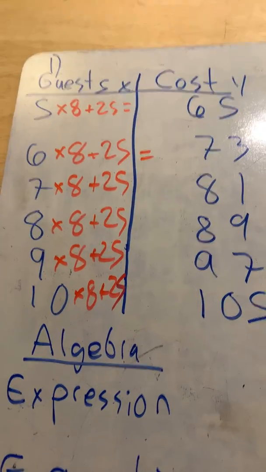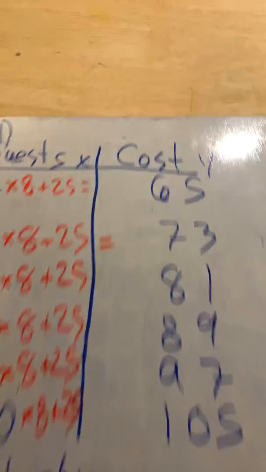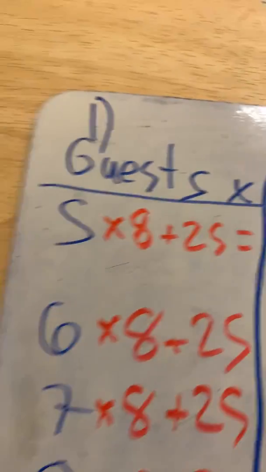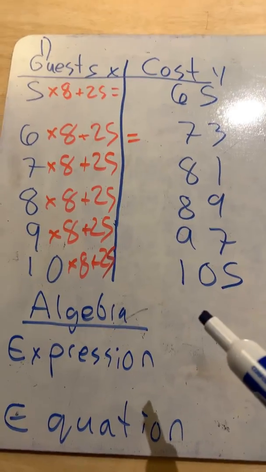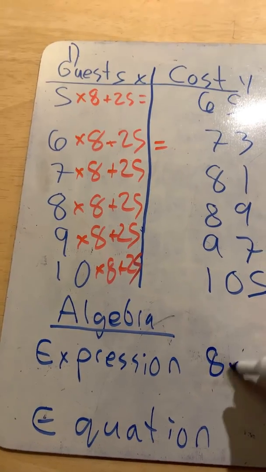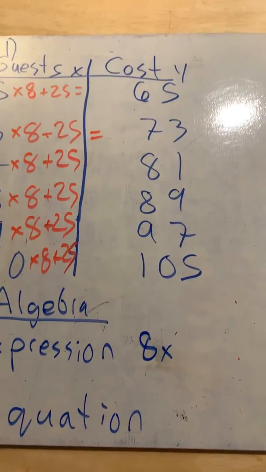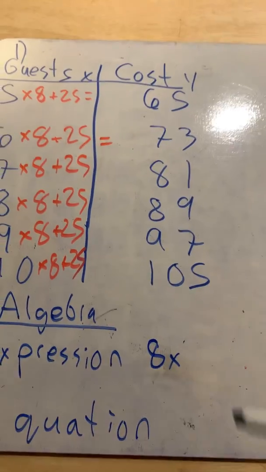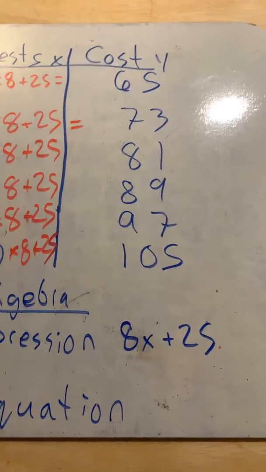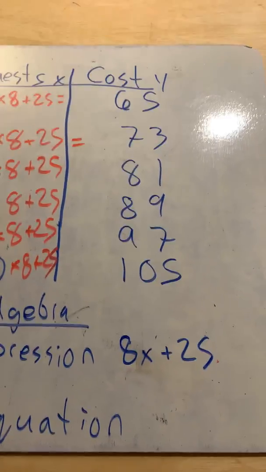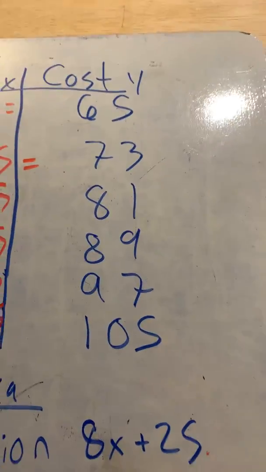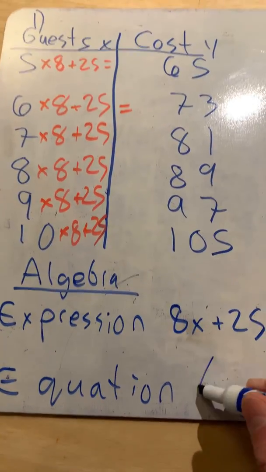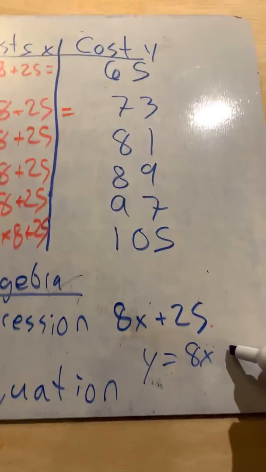Now the next part is getting the algebra, right? The algebra is in the table. It's guests times 8. Now we've said guests, the variable that represents guests is x. So to show guests times 8, you write 8x. And that 8x means $8 per guest times the number of guests. And then plus 25 is that cost of the cake. To get the equation, you just add on the cost. The cost is y, so that means the equation would be y equals 8x plus 25.